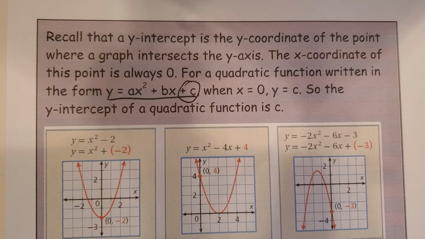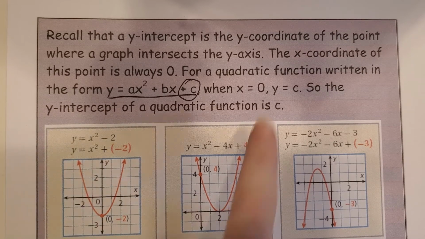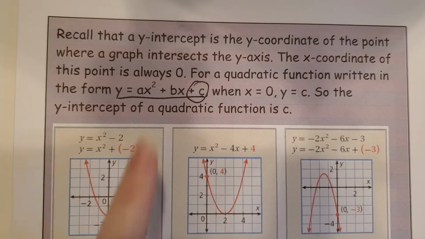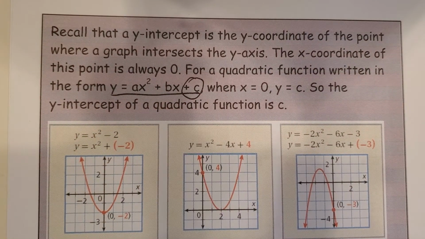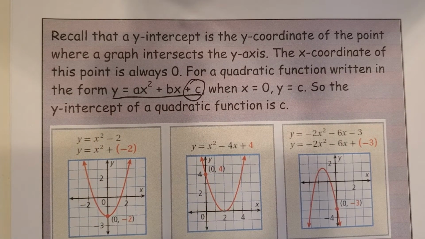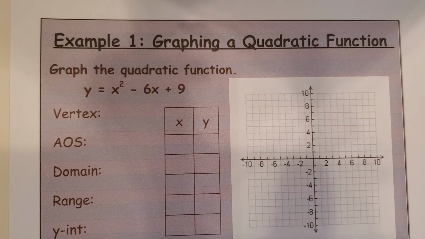There is a whole reason why it is the way it is, because when x is 0, if you plug in 0 for this entire expression, the only thing you're going to be left with is this c value. So there's a whole proof of why it is the way it is. You could definitely ask if you need more help with understanding that. But it's really easy to pick up on just from looking at the quadratic equation, because this final number is your y-intercept. And that's going to help a lot when you go in and graph.